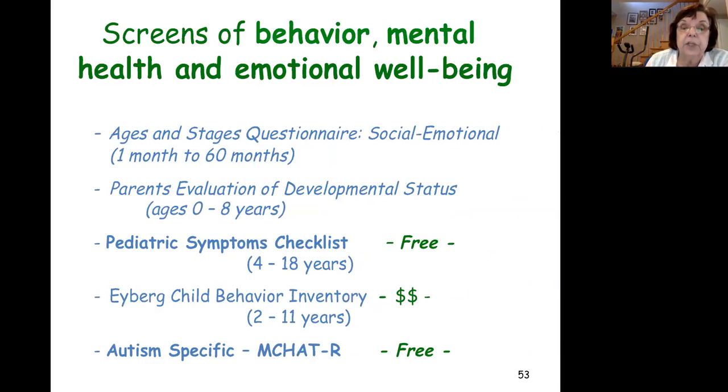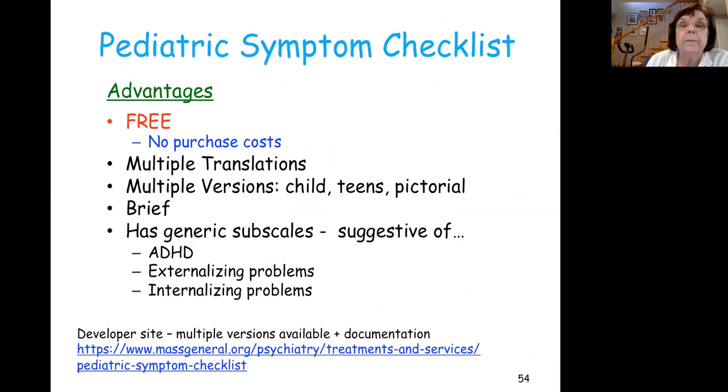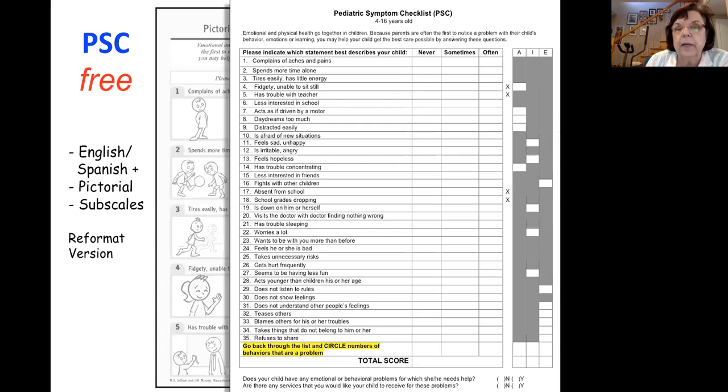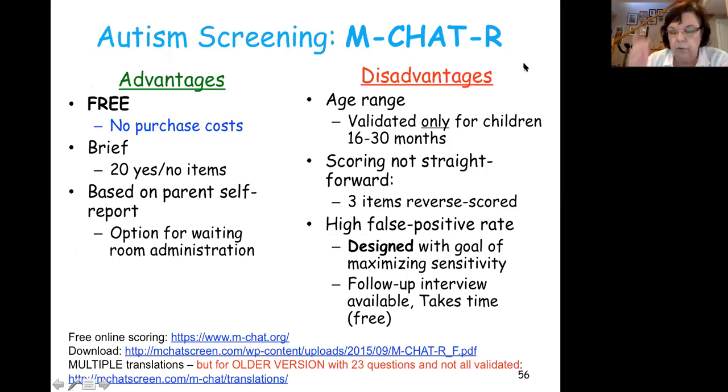The pediatric symptom checklist is free, and then we'll go over the MCHAT-R as well. So the pediatric symptom checklist, it's free, multiple translations, it's brief. Here is a pictorial version. It comes in many languages. And then here's a reformatted version. It's also available from the Bright Futures site. But there are subscales as well that are identified on it for various other behaviors. And it's suggestive. And it's a simple questionnaire.